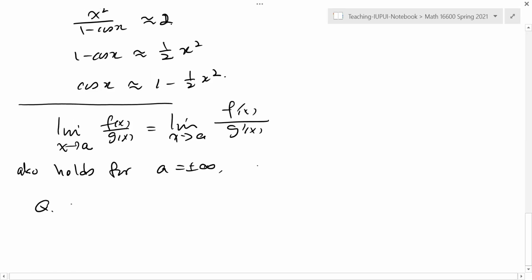Okay, let's try this. 2 to the x over x squared.